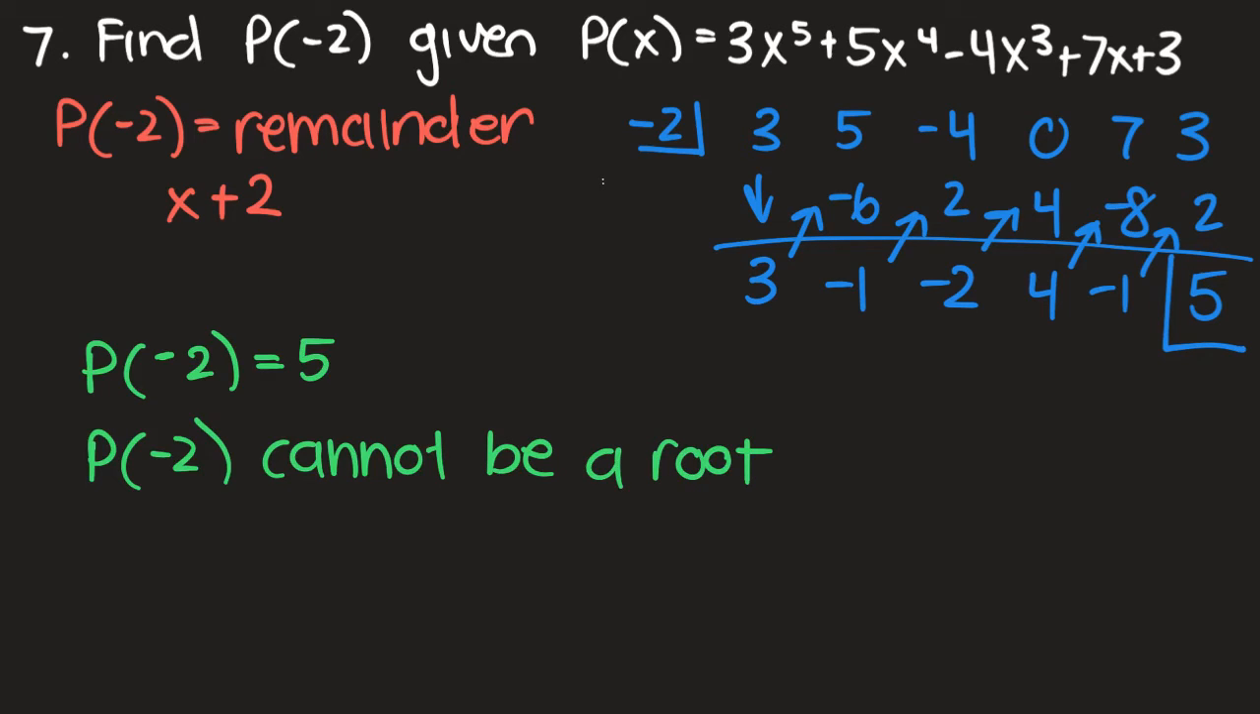Because, remember, you can only be a root if your y value is 0, right? And so by using the remainder theorem, not only did I figure out that p of negative 2 was 5, but I figured out that it can't be a root or a 0 of the given polynomial.